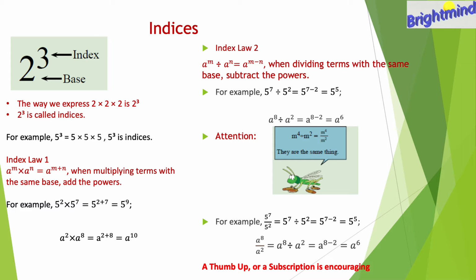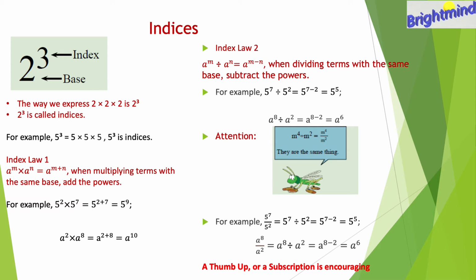Index law 1. a to the power of m times a to the power of n equals a to the power of m plus n. When multiplying terms with the same base, we keep the base and add the powers. Here, the base is a, we keep the base, we add the powers m plus n.